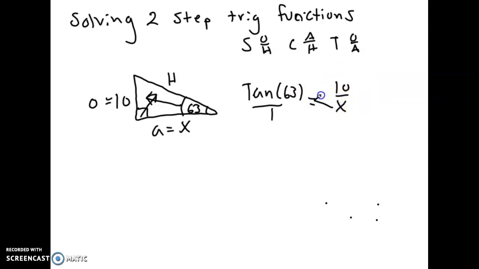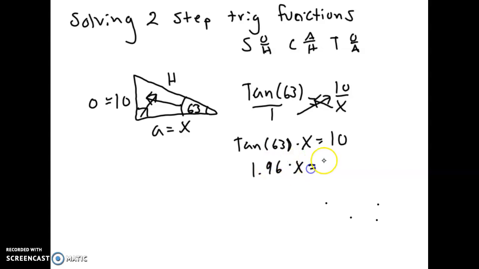I'm going to cross multiply here and here so that I get the tangent of 63 degrees times X is equal to, and I know 10 times 1 is 10. Tangent of 63 degrees is 1.96, so I'm left with 1.96 times X. And the reason why we call this a two-step equation is because now we need to isolate X.